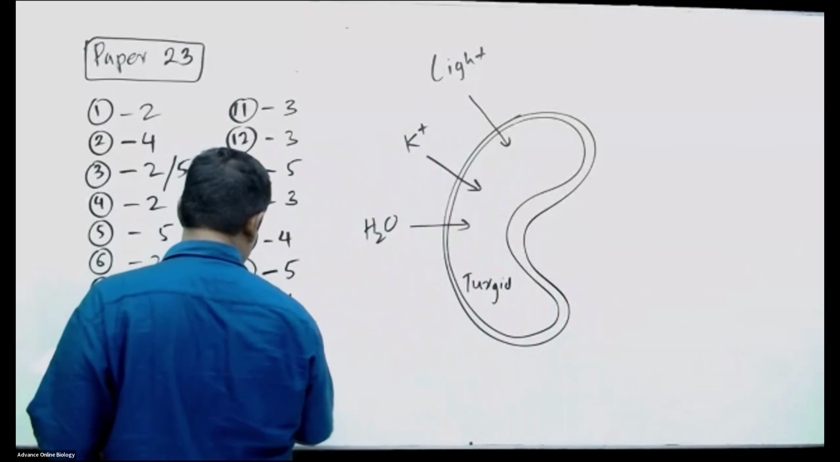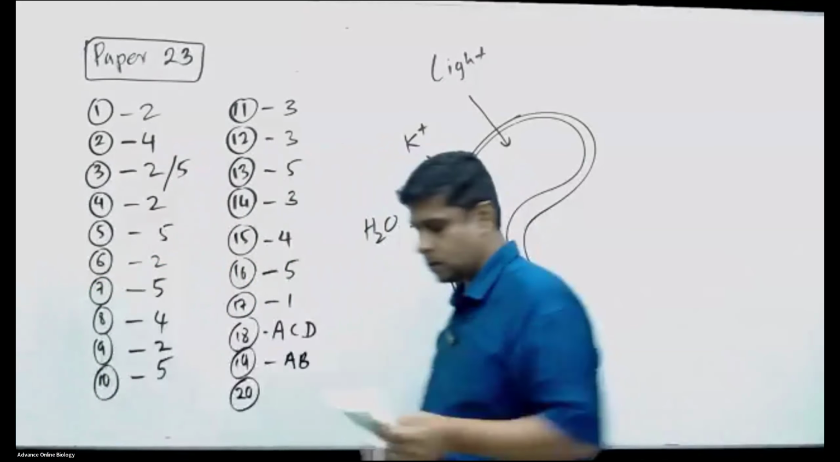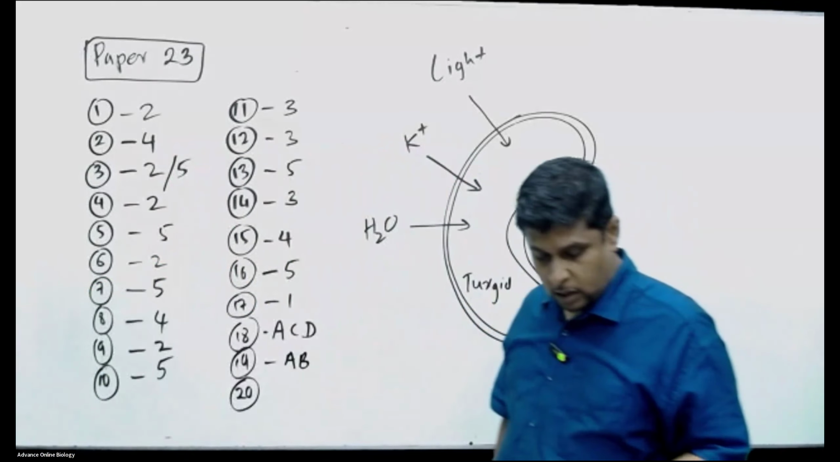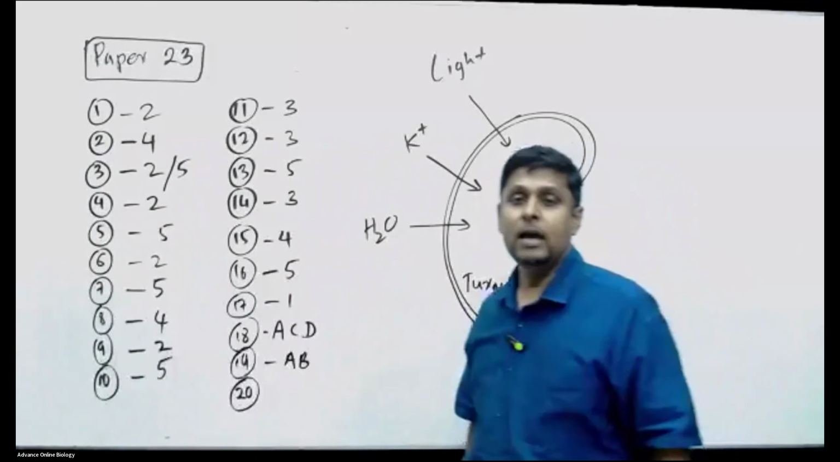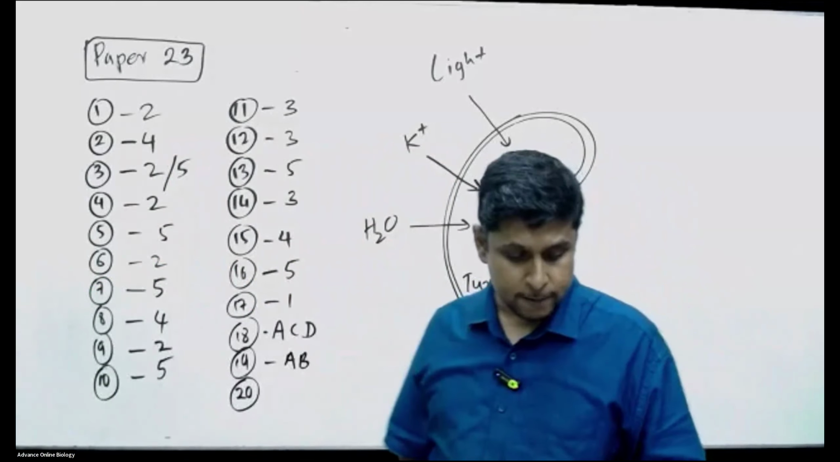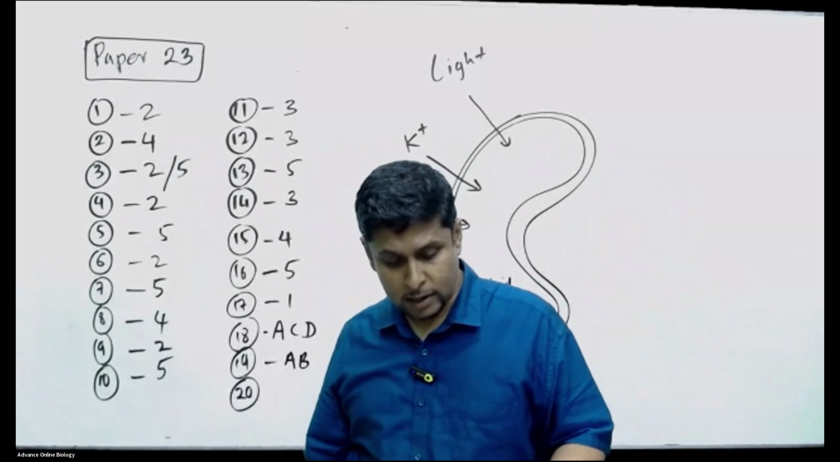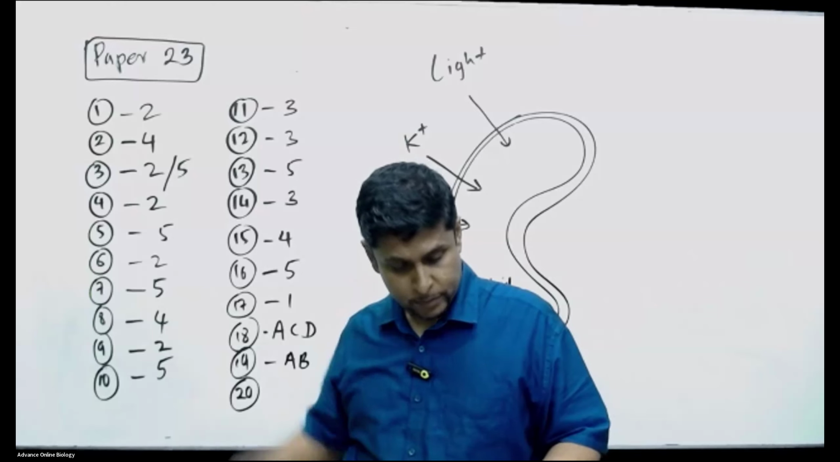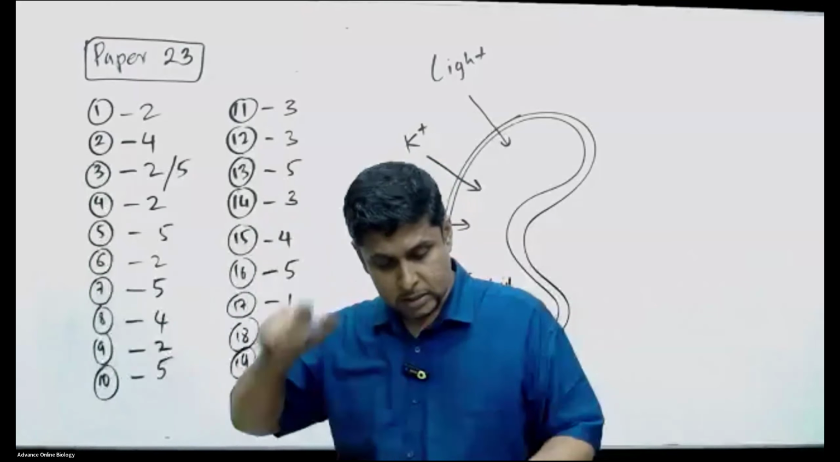Question number 19. AB is the answer. Question number 20. Which of the following is correct regarding the life cycle of plants? Gametophyte of Pogonatum is dioecious and longer-lived than the sporophyte.